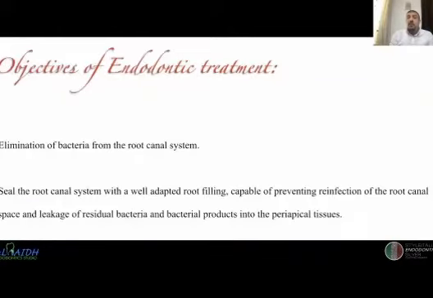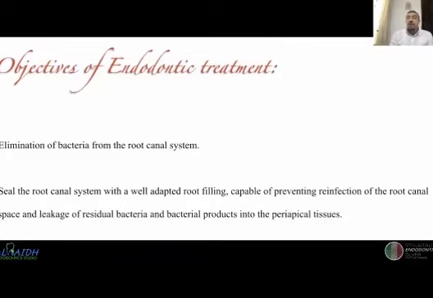And this is done in two steps in general, which is the elimination of bacteria and their toxins and the pulp tissue from the root canal system. And then we seal that system with a good hermetic seal or three-dimensional filling to prevent reinfection and the leakage of residual bacteria or their products into the periapical tissues.